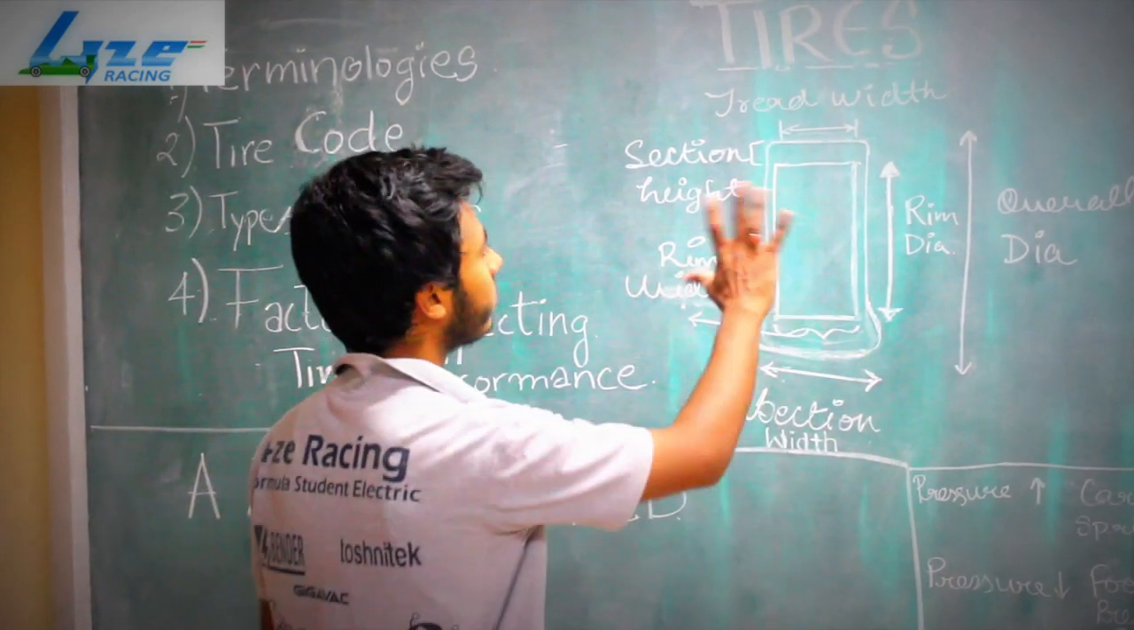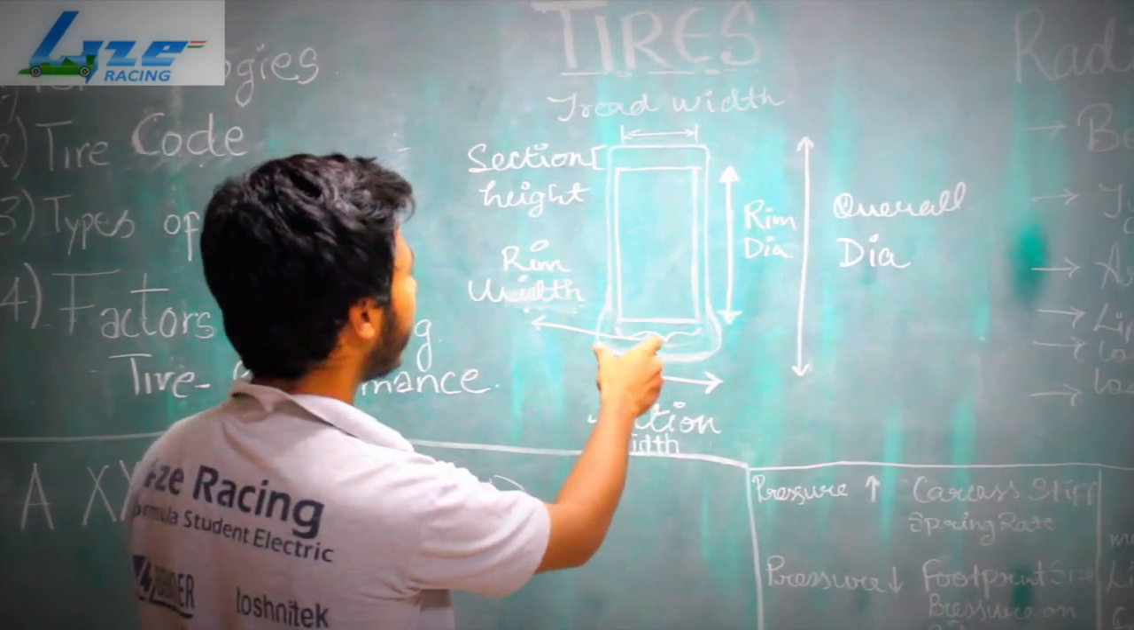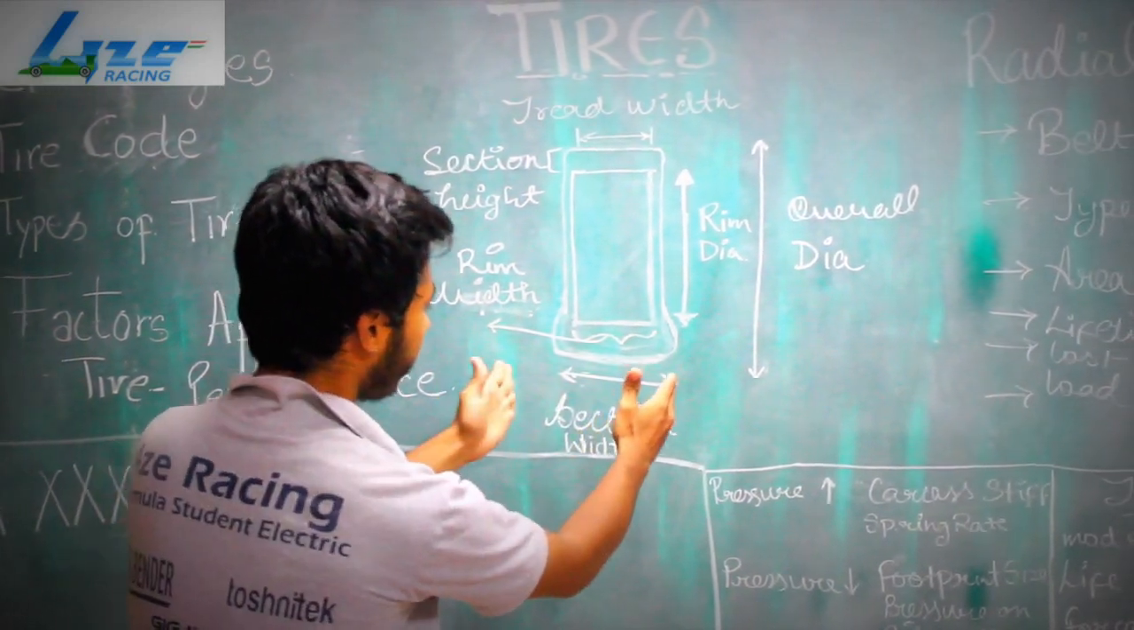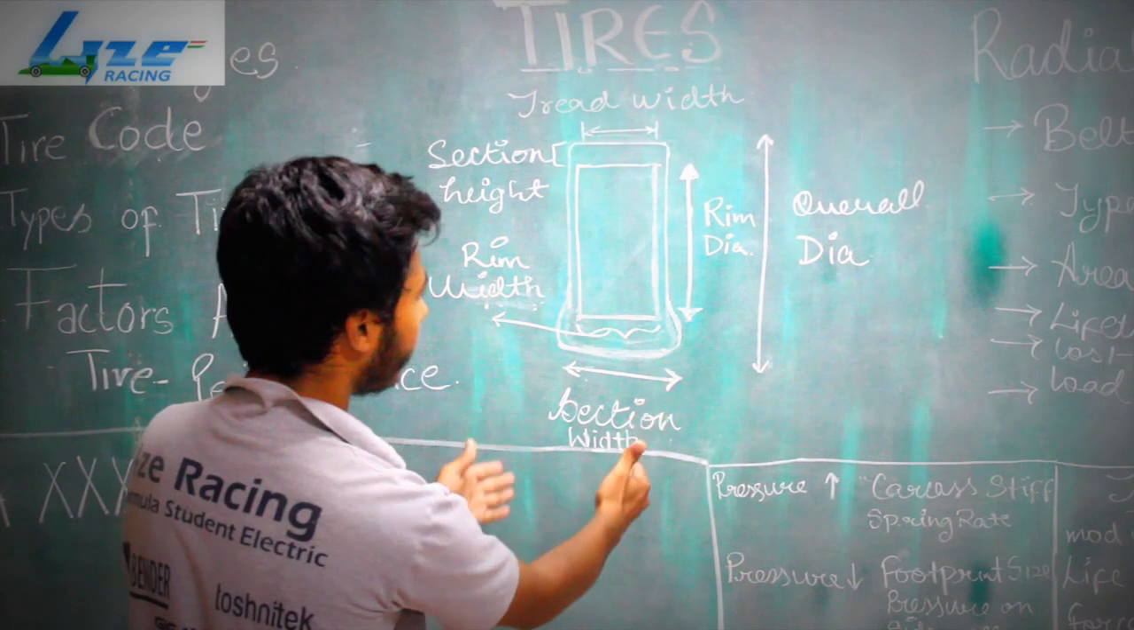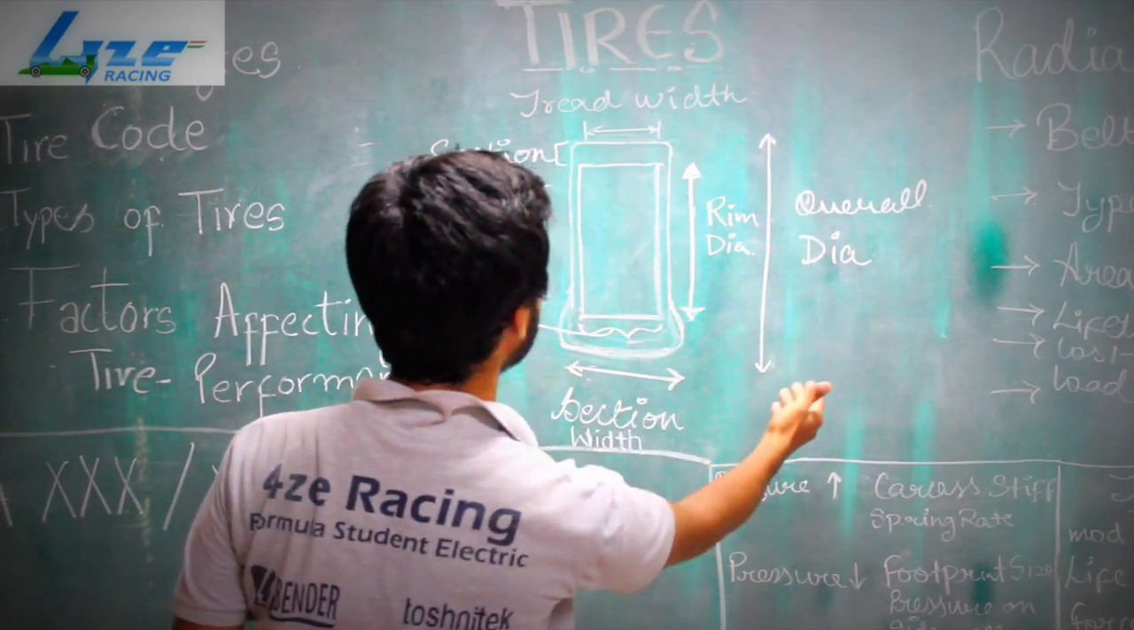So consider a diagram of a tire. Suppose the rim is already installed in it. So this part, the total distance from sidewall to sidewall, is known as the section width. This is the rim diameter, as you can see in the figure, and this is the overall diameter.